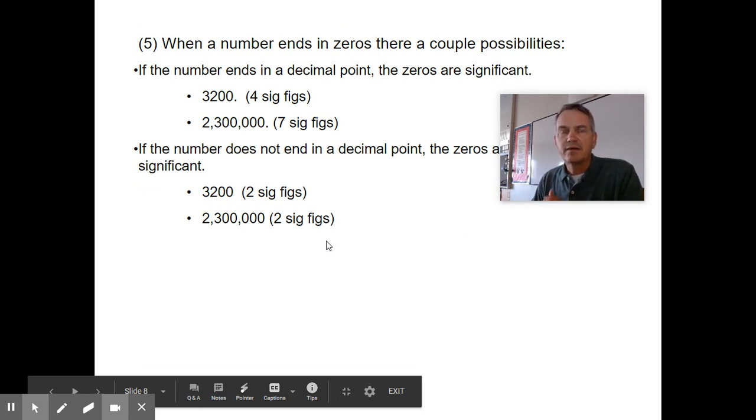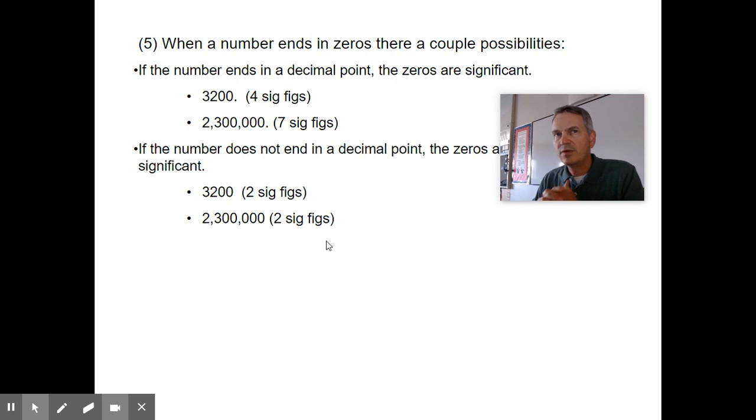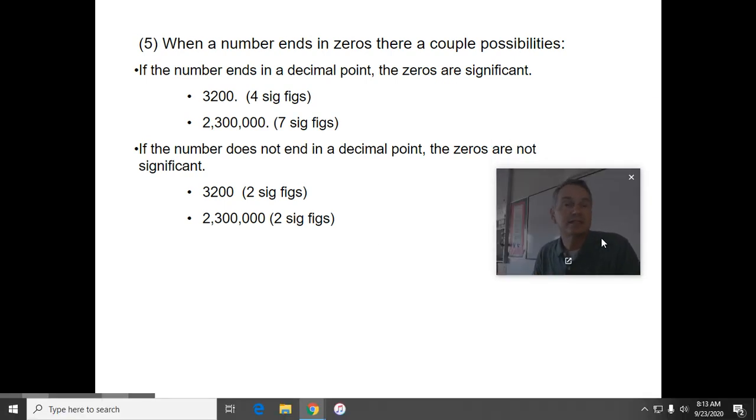Now for number 5, when a number ends in zeros, there are a couple of different possibilities. It all depends. If the number ends in a decimal point, the zeros are significant. So let's say we have 3,200 meters, kilograms, whatever. If I put a decimal point there, that indicates that these zeros are significant. So that means we would have 4 significant figures. If I have 2,300,000 and there's a decimal point there, those zeros are all significant, and I would have 7 significant figures. If the number does not end in a decimal point, the zeros are not significant.